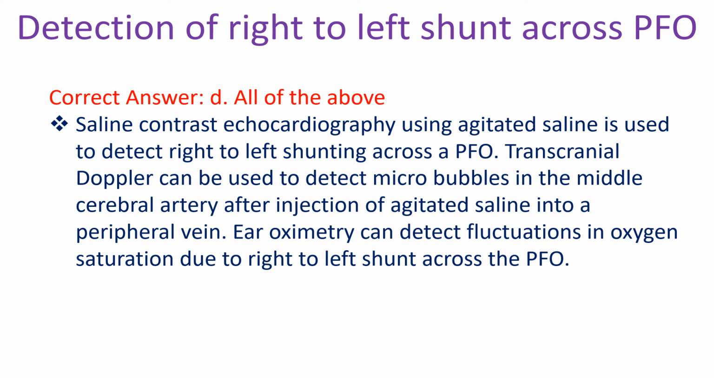Transcranial Doppler can be used to detect microbubbles in the middle cerebral artery after injection of agitated saline into the peripheral vein. Ear oximetry can detect fluctuations in oxygen saturation due to right to left shunt across the PFO.